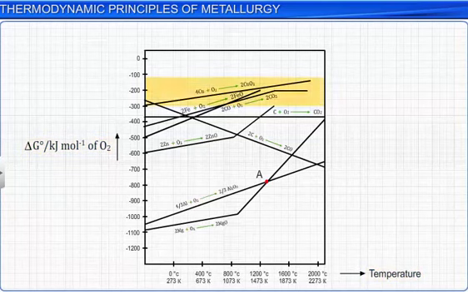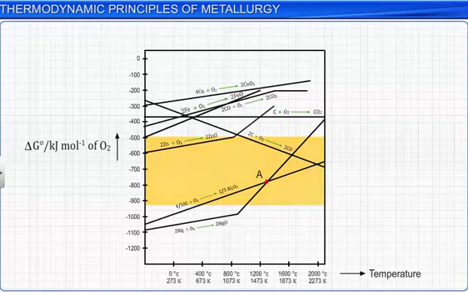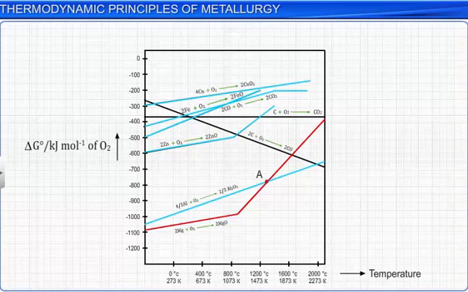Metal oxides closer to the top of the diagram are unstable and are easily reduced. As we move down towards the bottom of the diagram, the metals become progressively more reactive and the oxides become harder to reduce. A given metal can reduce the oxides of all the other metals whose lines lie above theirs in the diagram.